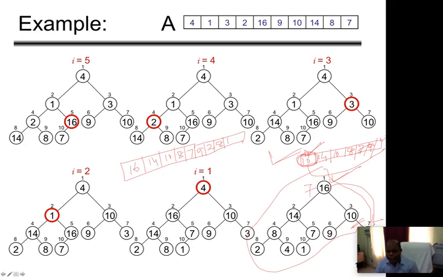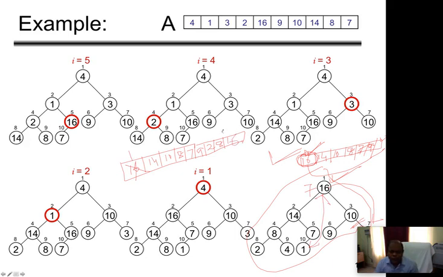Here 3 is present. No, 1 is present, the last element. Now what happened? In this case, the last element and this index element will be interchanged. That means 1 will come here, and 16 will come here.